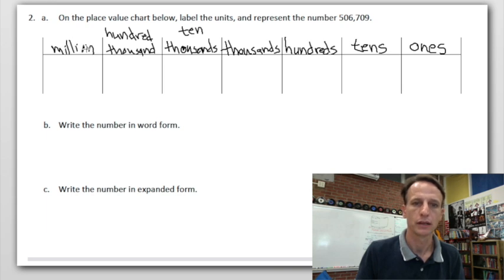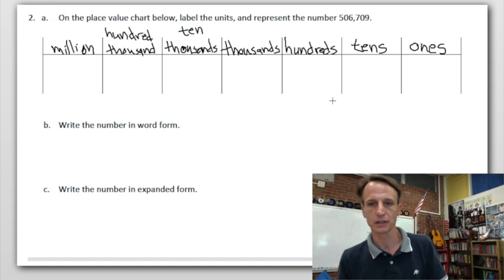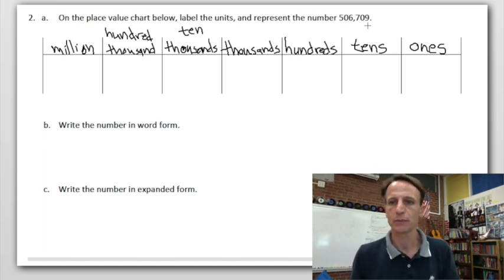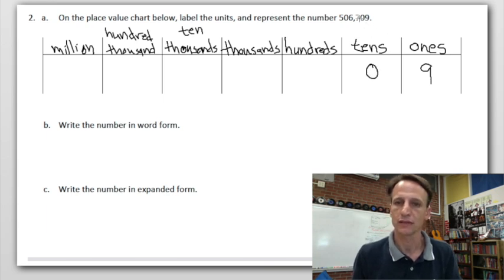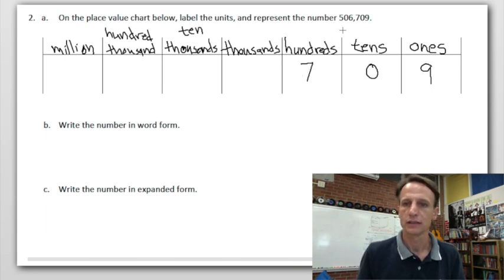Okay. And now we have a nice little number here. Let's start popping it into this little place value chart. We have a 9 that goes in the ones place. How many tens? That's right, 0. The 7 goes, you got it, hundreds place. 6 belongs in thousands place.